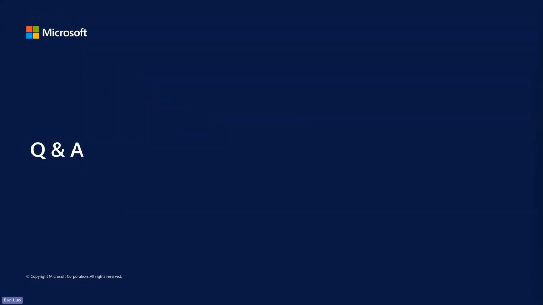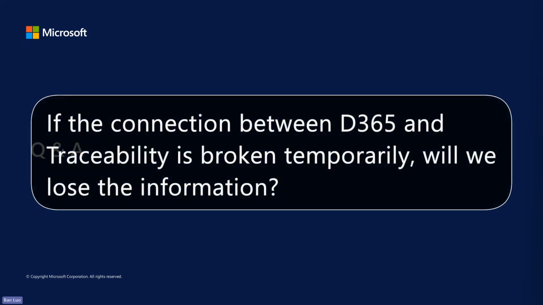There are some questions I got from the previous session, so I will mention them. First, if the connection between D365 and traceability is broken temporarily, will we lose the track and trace information? The answer is no. In our demo, you can see we have two temp tables, in D365 and in the Power Platform. The transaction will stay in the temp table of D365 first, then be retrieved to the Power Platform later. So once the connection is broken, we still keep those transactions in the D365 temp table, and once the connection is recovered, all the traceability information will be processed again.